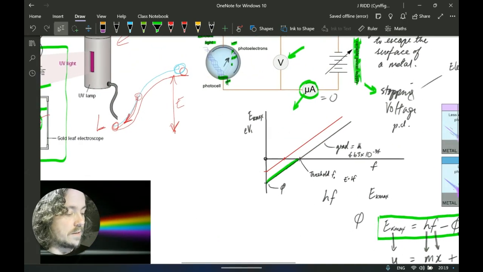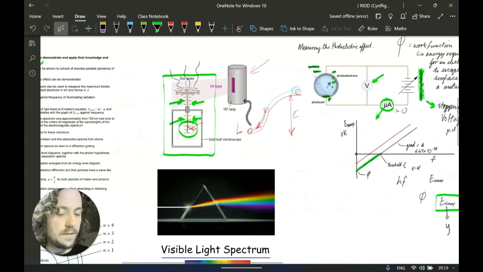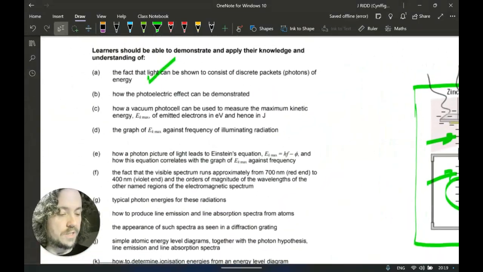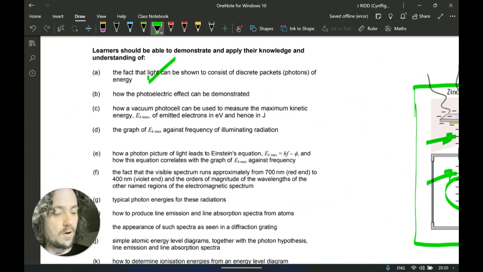So we've covered quite a lot there. Let's see which parts of this specification we can now check off. How the photoelectric effect is demonstrated, that was the gold leaf electroscope. How a vacuum photocell can be used to measure maximum kinetic energy, EK max, of emitted electrons in eV and hence in joules. We haven't talked about electron volts and joules, but we will shortly. Suffice to say that electron volts and joules are just two different measurements of energy.